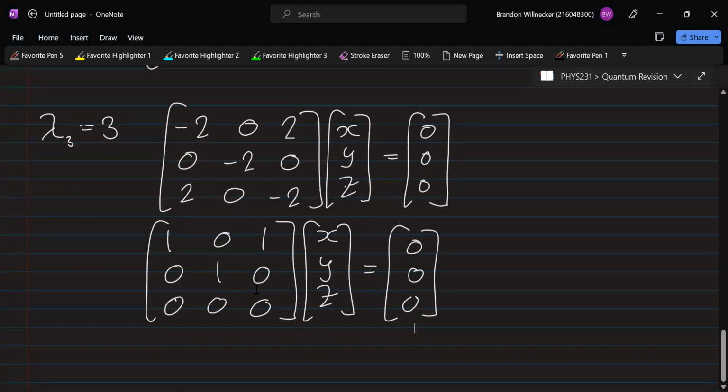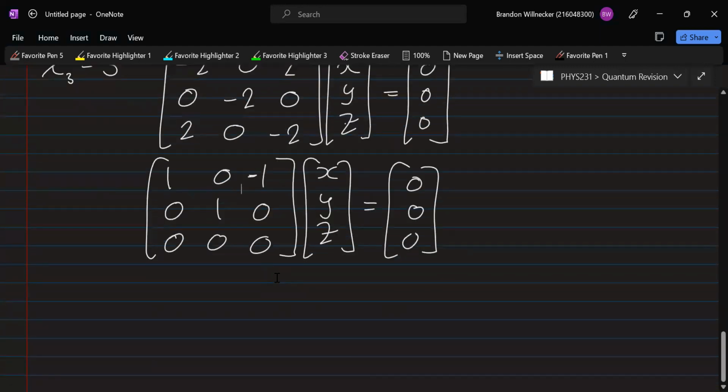Okay, sorry, that's 1, 0, -1, because we've got a -2 and 2. They have opposite signs in that first row. Okay, so multiplying this out, we have x minus z is equal to 0. In other words, x is equal to z, and y is equal to 0.